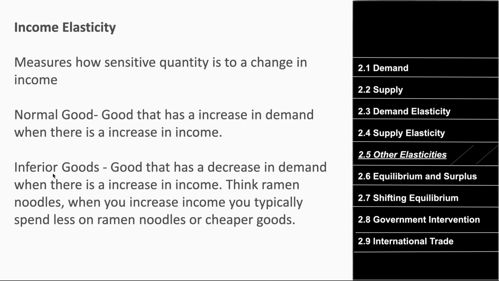But some goods are inferior goods, where if you have an increase in income, you actually decrease demand for that good. Think ramen noodles for college students, or just cheap products in general that you only buy when you're like homeless or in poverty. When you have more income, for goods like ramen noodles, you typically don't demand them more, or you just don't buy them anymore. So those are inferior goods. Income elasticity measures if goods are a normal good or an inferior good.